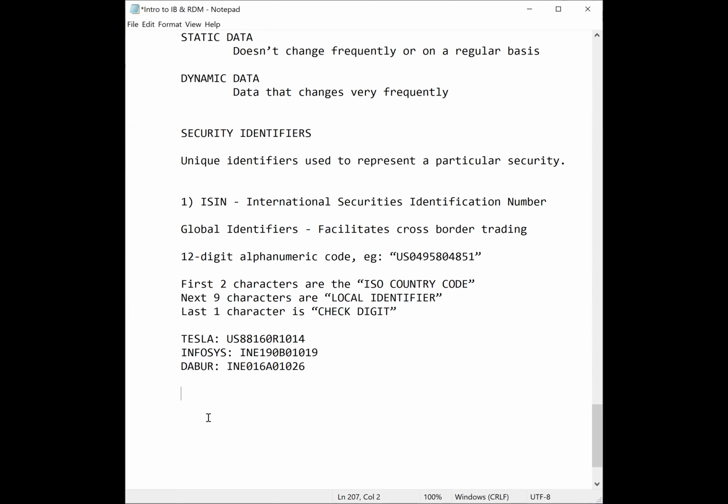Sir, security in sense of shares. In sense of shares, fixed income security, anything. Like all the securities of this company will be issued with this ISIN number. No, no, no. For every security, it will be different. Okay. If Tesla has 5 shares, it will be different for all 5 shares.